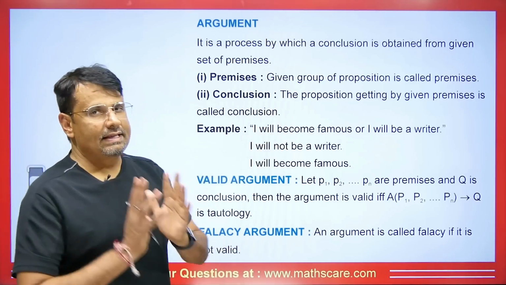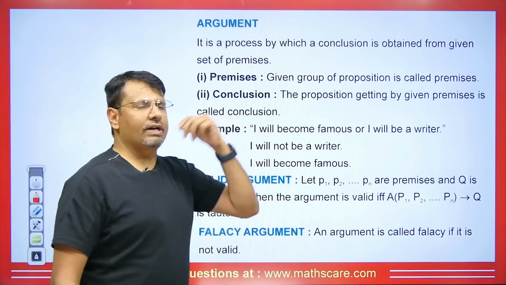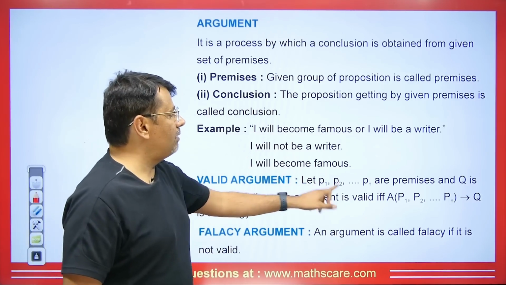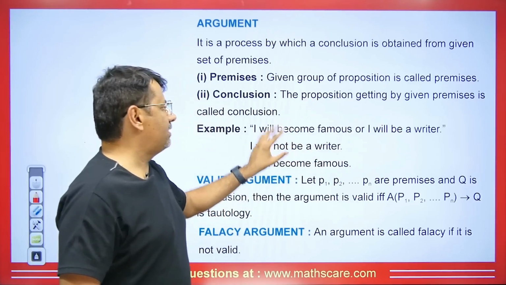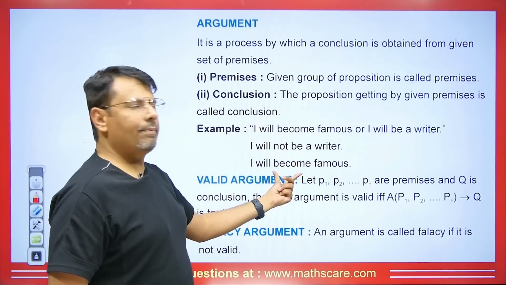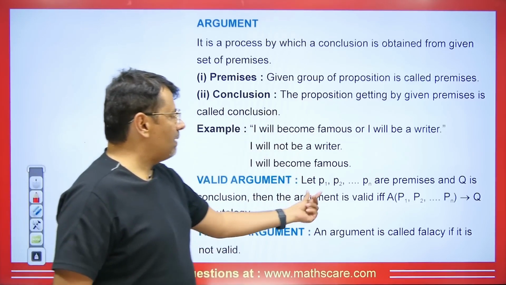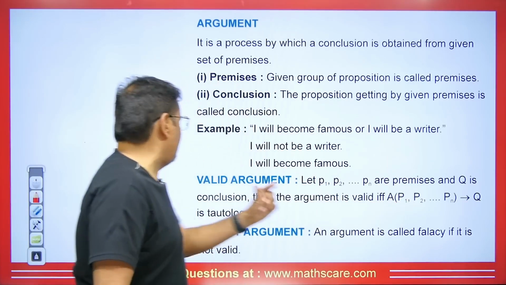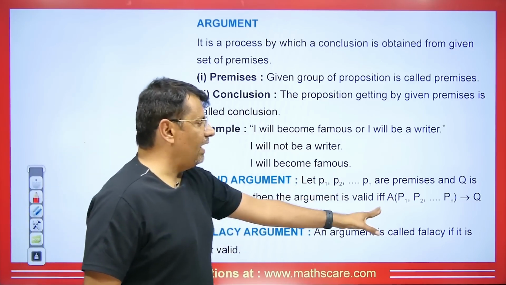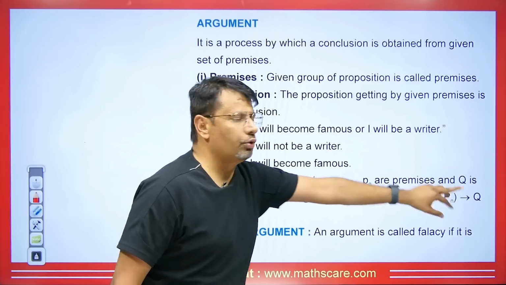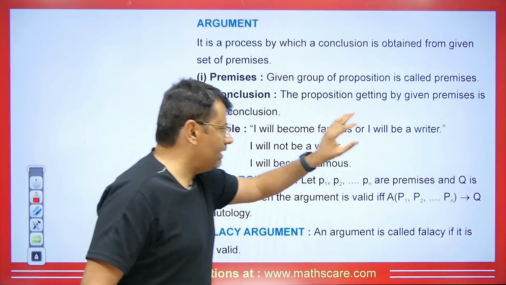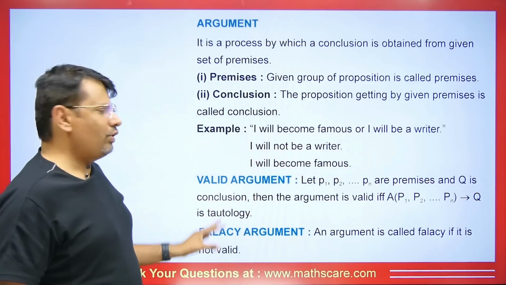But how do we check whether the argument is valid or not? So we have premises like P1, P2, P3. For example, we have these three premises here. And this is the conclusion. So we have P1, P2, P3 as premises and Q is the conclusion. Then the argument is valid if and only if the premises P1 and P2 and P3 imply Q, leading to the conclusion. And if this becomes a tautology, then it becomes a valid argument.